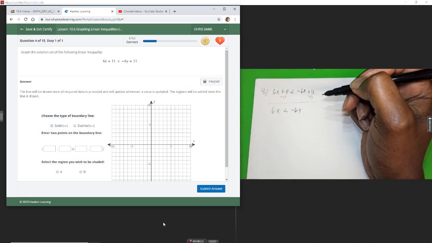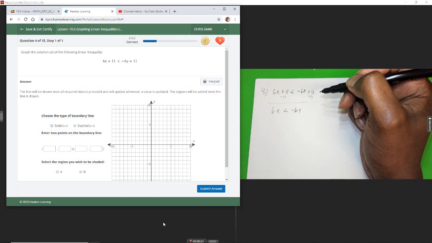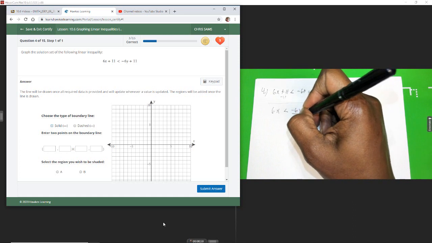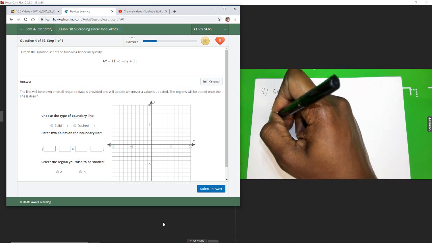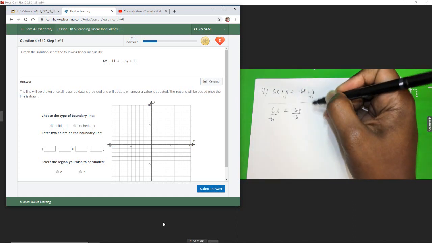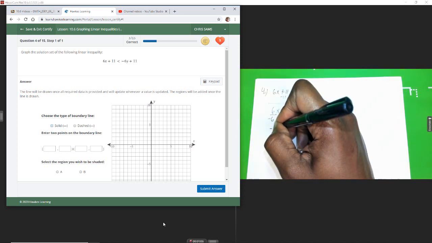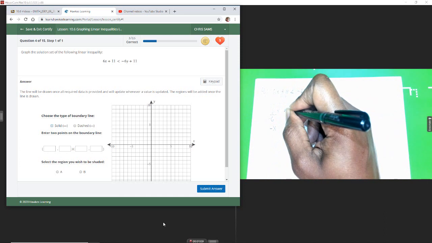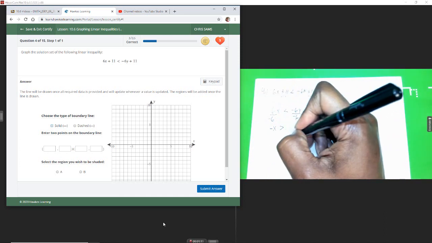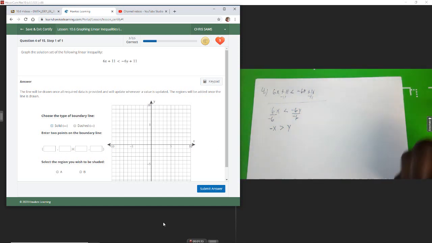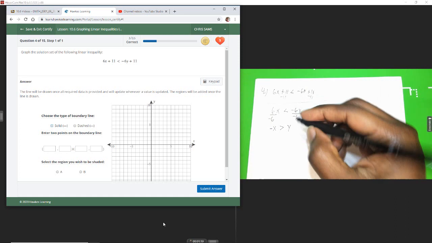And then from here, we just need to divide by negative 6. And upon doing so, this will give us negative 1x, or just negative x. This sign gets flipped. It's greater than, and this is just y. So we solve for y, but normally we're used to y being on the other side. So we're just going to reverse this.